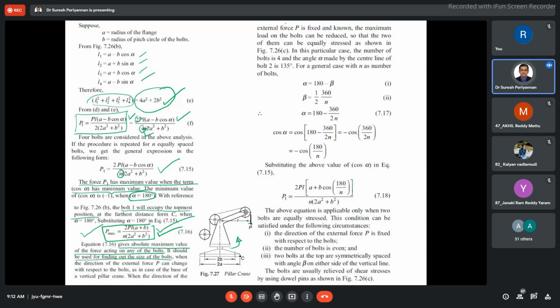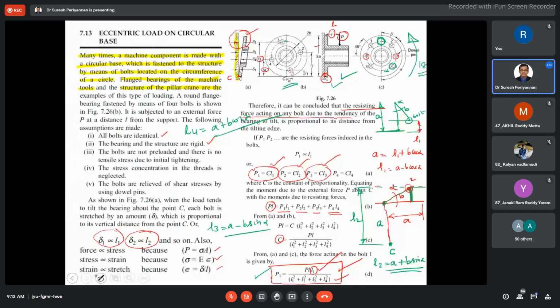Whatever we discussed, P max is equal to 2P of a plus PL of a plus b divided by n into 2a squared plus b squared. This formula is valid in that case. Now the second case: the external force is fixed. The crane is not rotated. Then in this case, what happens? Now we are going to look at that. For example, come to the same figure here.